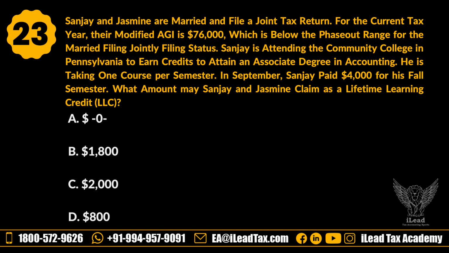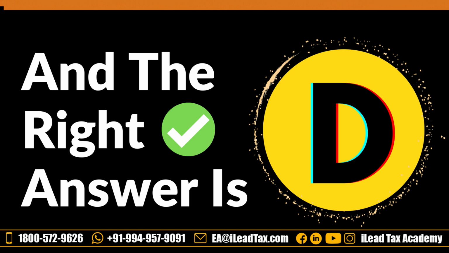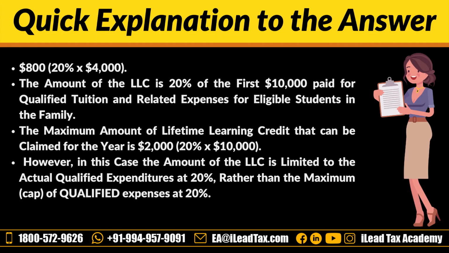Let's see what is the answer. The answer is D. Let's see why it is D. In this case, Sanjay paid 4,000 for his fall semester at the community college. The maximum credit is based on the first 10,000 of the qualified education expenses. To calculate the credit amount, 20% times 4,000, which is the qualified education expenses, the amount is 800. So Sanjay and Jasmine are eligible to claim 800 as lifetime learning credit for Sanjay's fall semester expenses. Let's go to the next question.